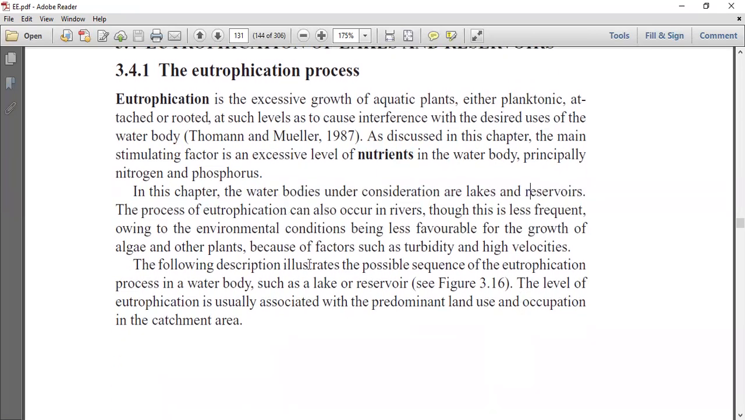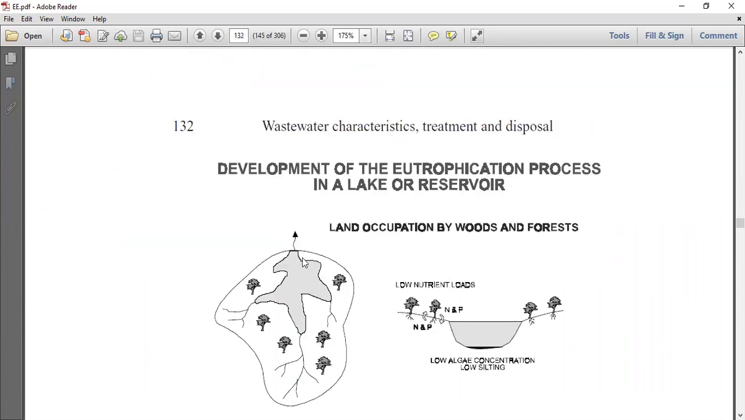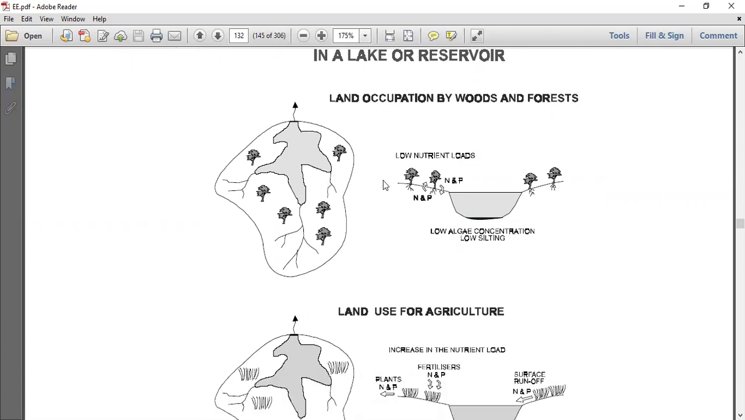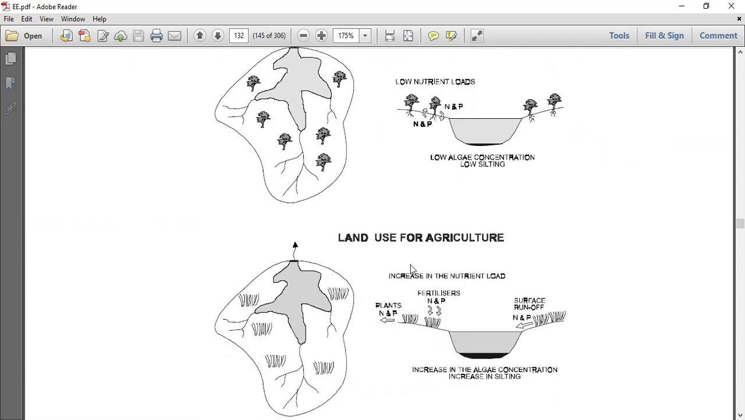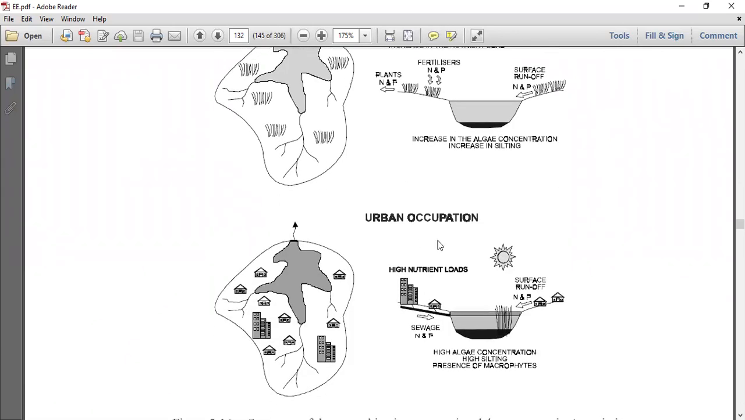The following description illustrates the possible sequences of the eutrophication process in a water body, such as a lake or a reservoir. The level of eutrophication is usually associated with the predominant land use and occupation in the catchment area. So this particular figure shows the eutrophication process and the stages of eutrophication. Land use for agriculture increases the nutrient load.